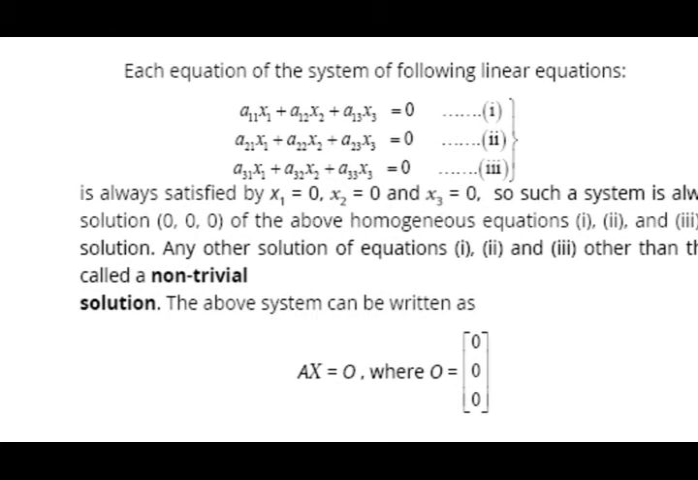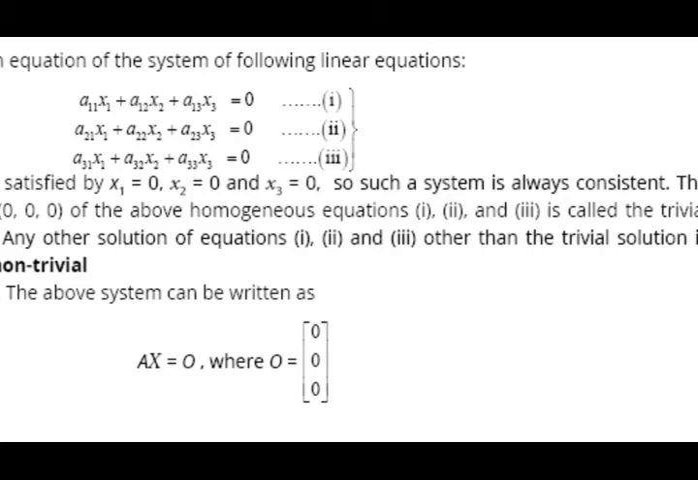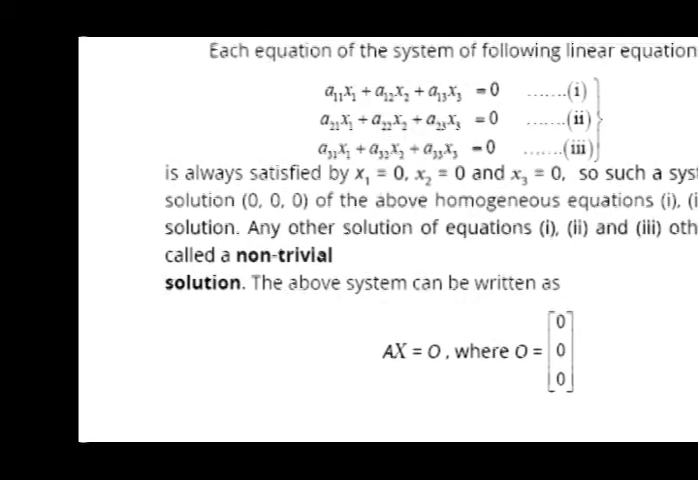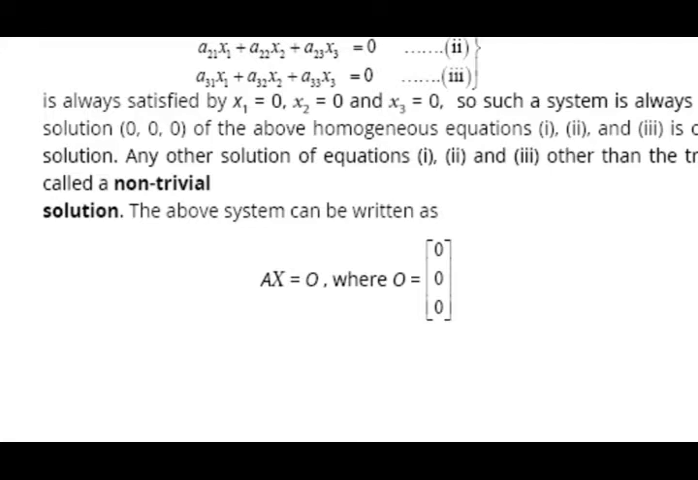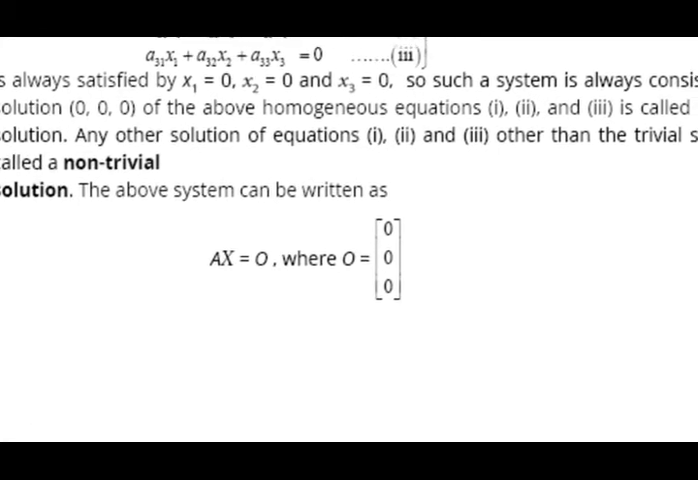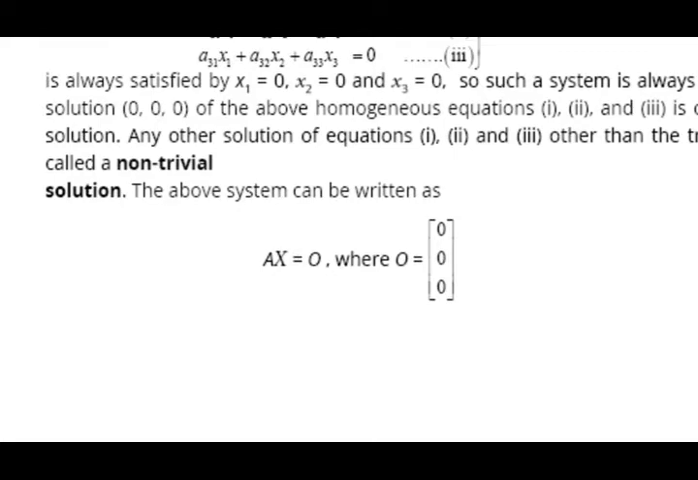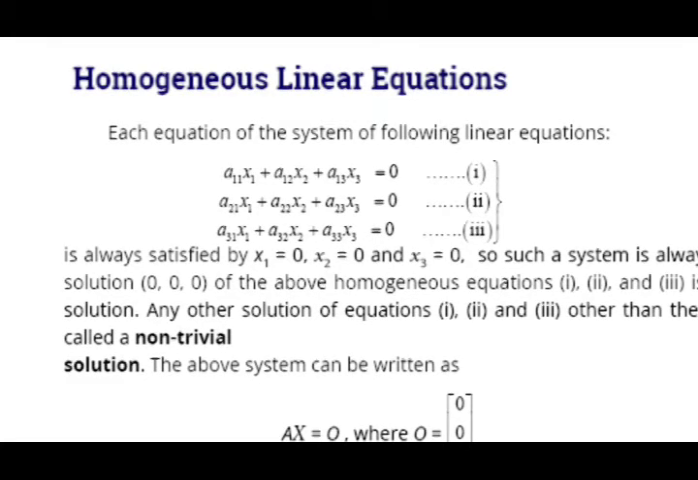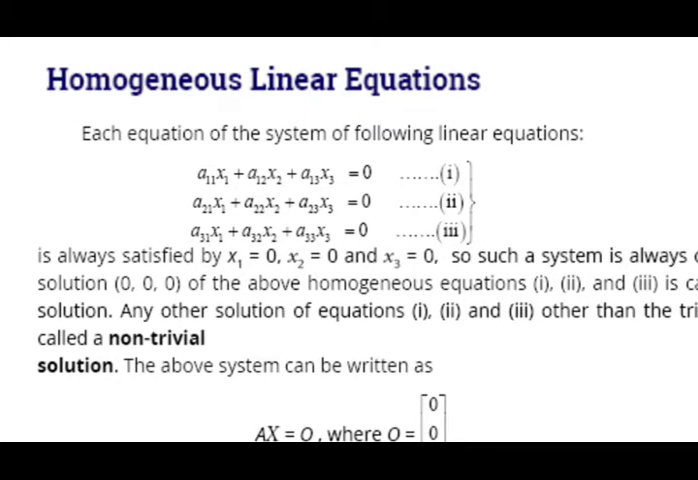Now here we have a homogeneous equation, and x1 equal to 0, x2 equal to 0, and x3 equal to 0 is its solution, and this solution is called the trivial solution. Other than the trivial solution is called a non-trivial solution. For a homogeneous equation, the fixed solution is 0, 0, 0, and any solution other than this is called a non-trivial solution.